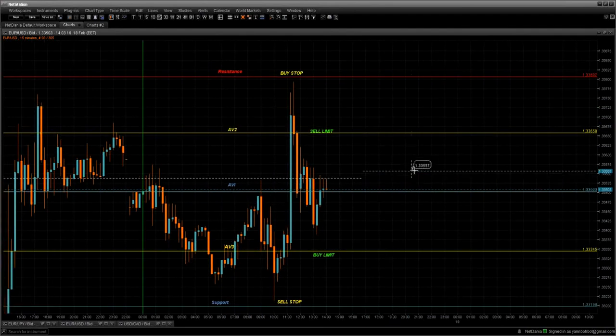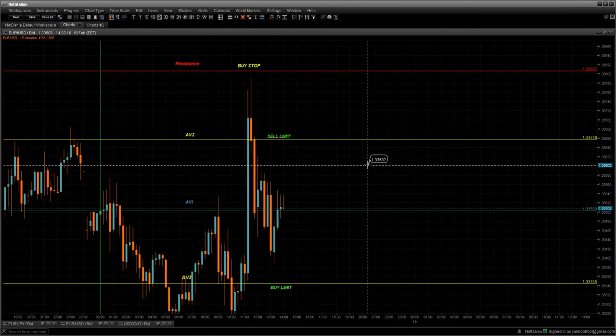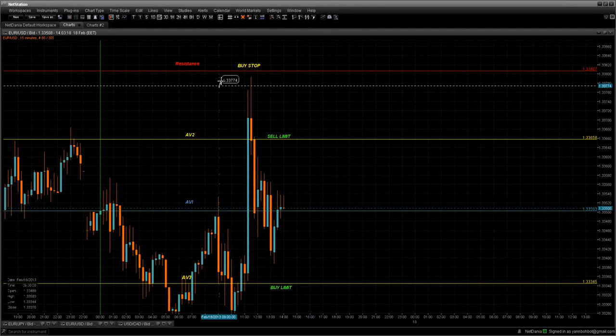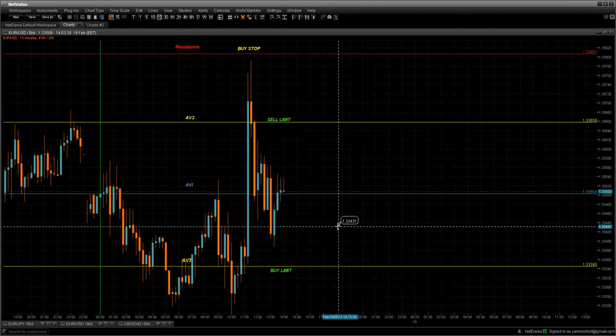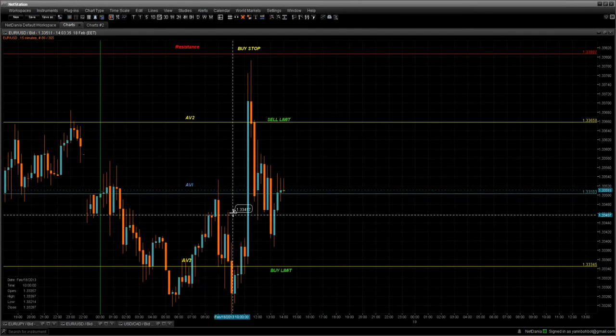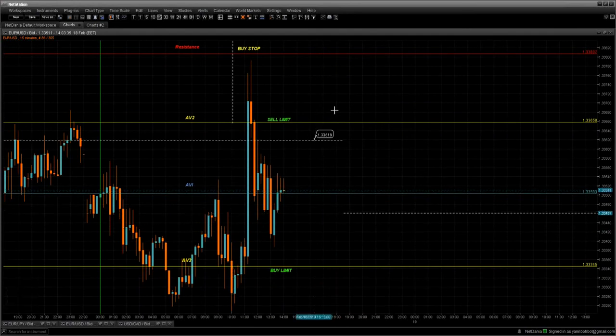Okay, so this is exactly how to set up all your lines in your platform. I put my sell limit, I put my buy stop, I put my buy limit, and I put my sell stop. All right, I finished with that currency. I move on to the next, and to the next, and to the next.